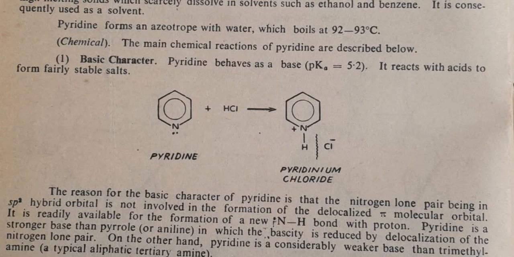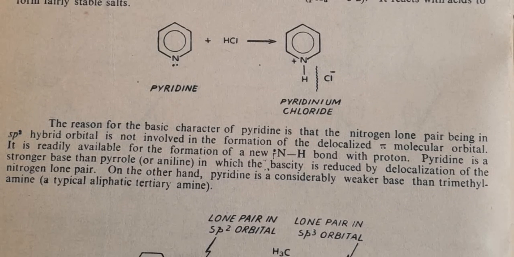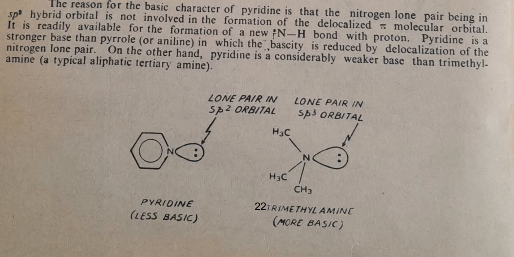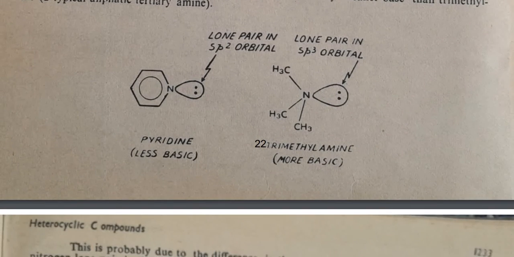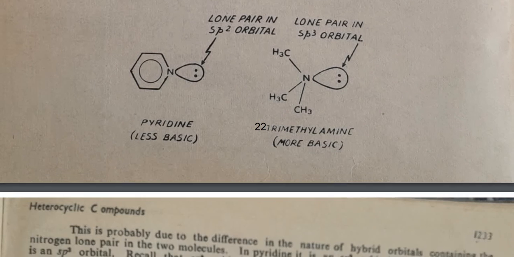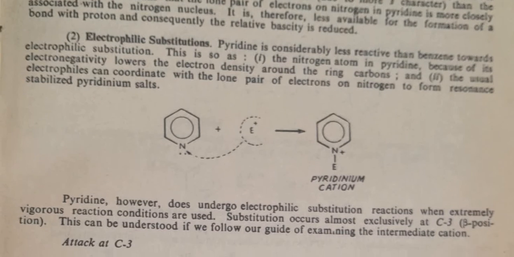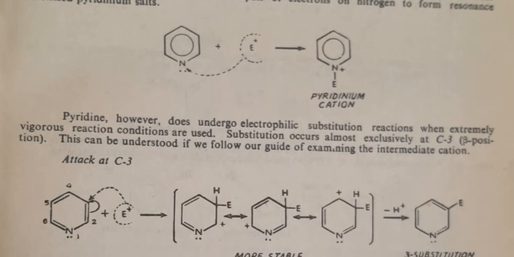Now properties, the basic character of pyridine. How will you prove it? Because it reacts with HCl and gives pyridinium chloride. You can see the lone pair in the sp2 orbital and the lone pair in the sp3 orbital. So pyridine is less basic and this one is more basic. Now electrophilic substitution: you can see pyridinium cation formation.